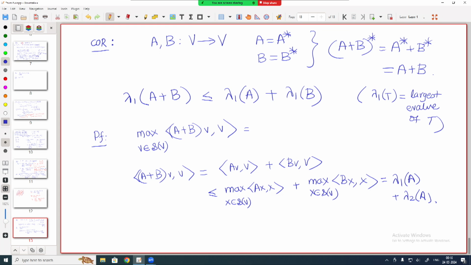My doubt is, if I take the maximum, why is it an inequality? Why is the result an inequality instead of equality? Sorry, say that again. If you are not taking the maximum of the left hand side, only the right hand side, only there you are taking the maximum.